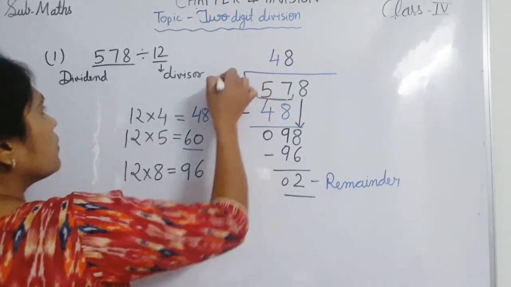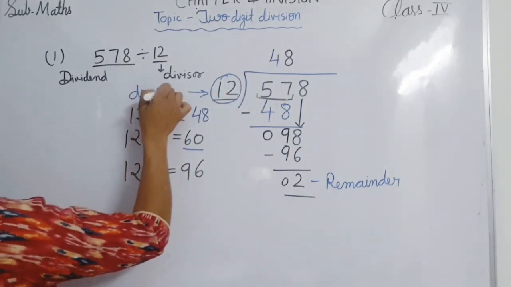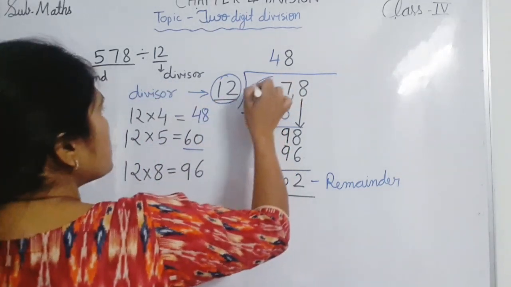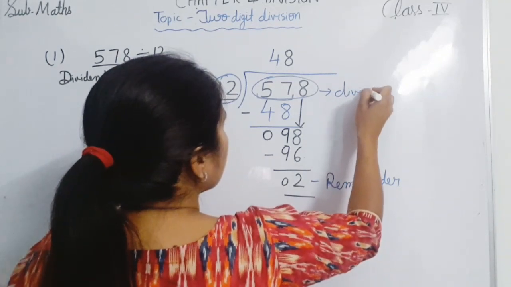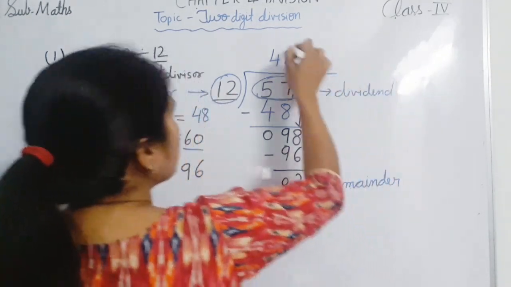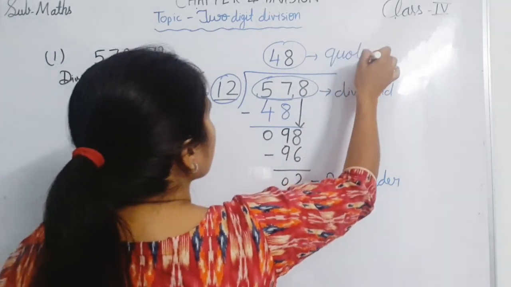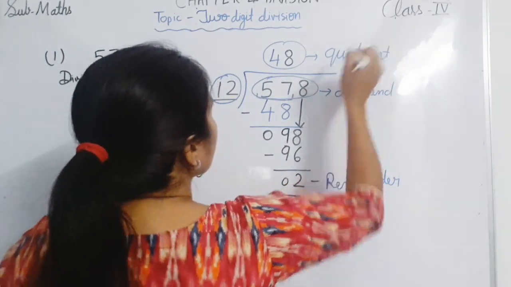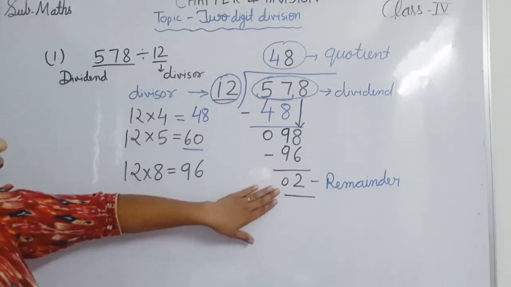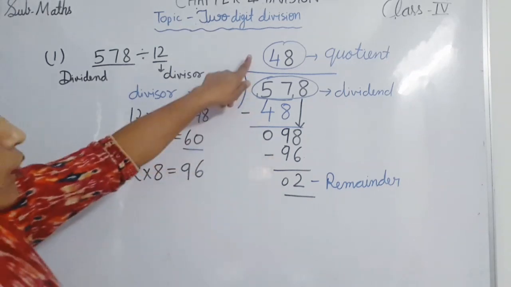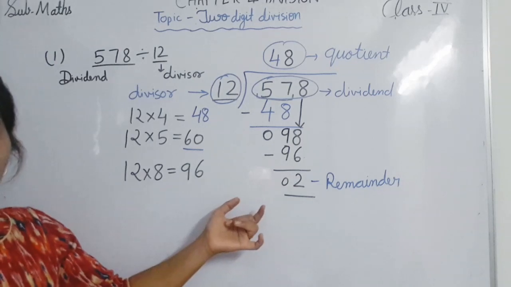12 is the divisor. This one is the dividend. This one is the quotient. Clear? So now this one we have solved. We got the remainder 2 here, and 48 is our answer. So have we done this correctly or not?